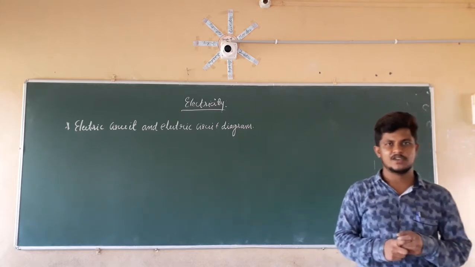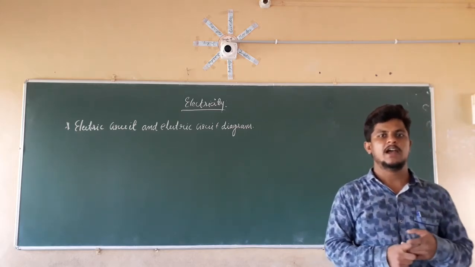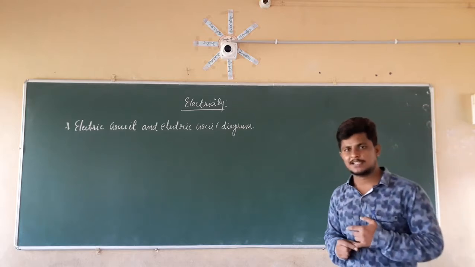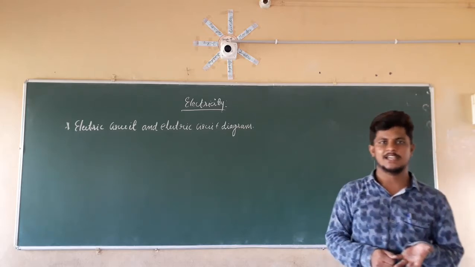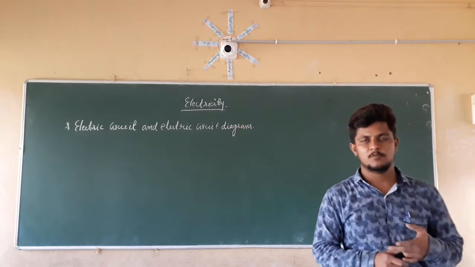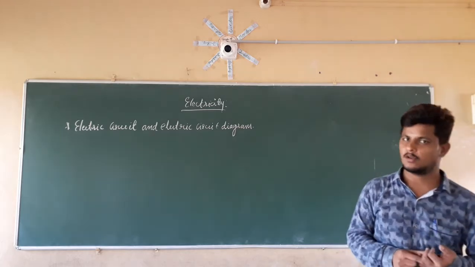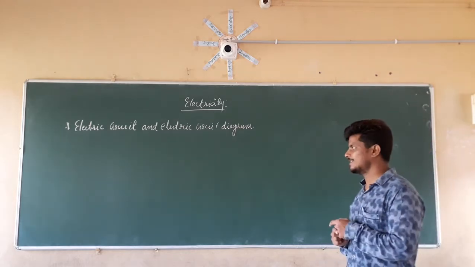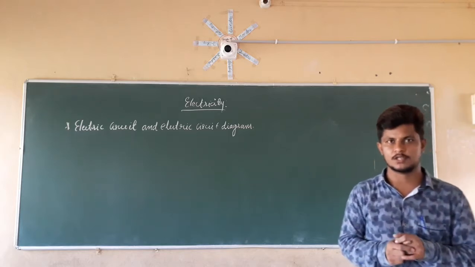That is nothing but Q equal to N into e, and the SI unit of electric charge is coulomb. Electric current I equal to Q by T. Electric potential, that is nothing but V equal to W by Q. Those are the things we discussed in the last class, as well as some numericals on those things.